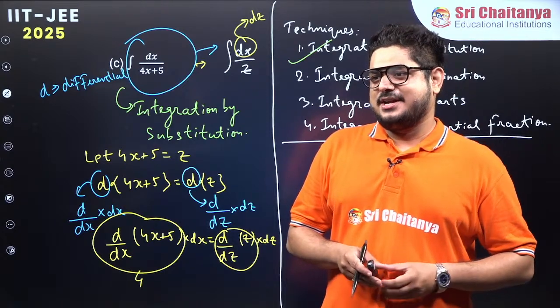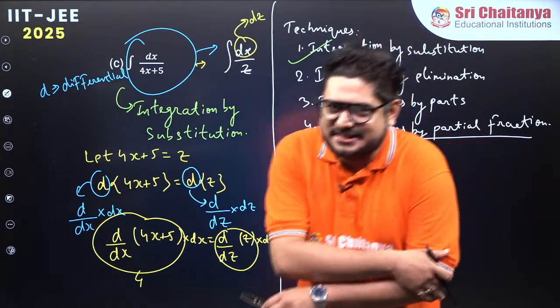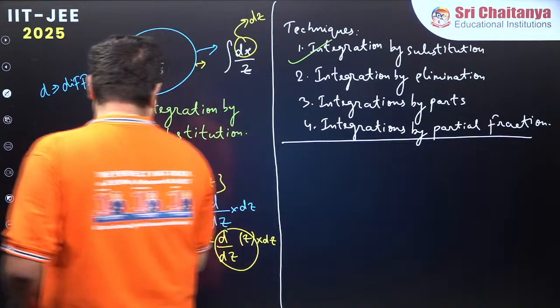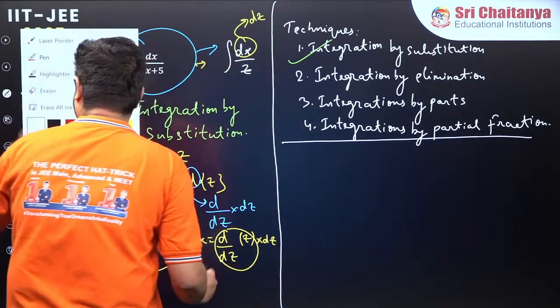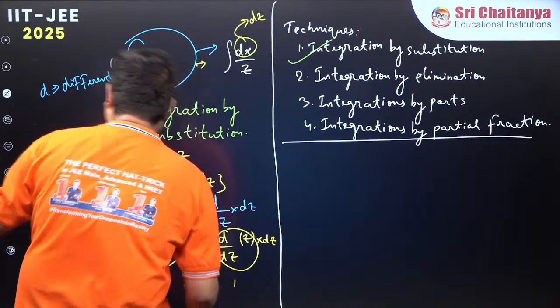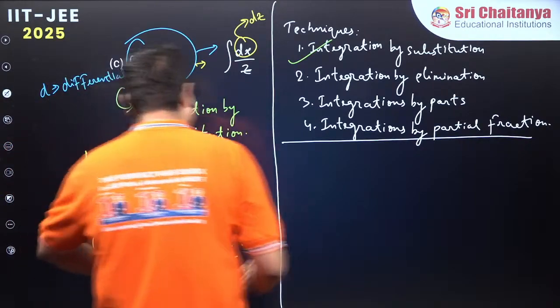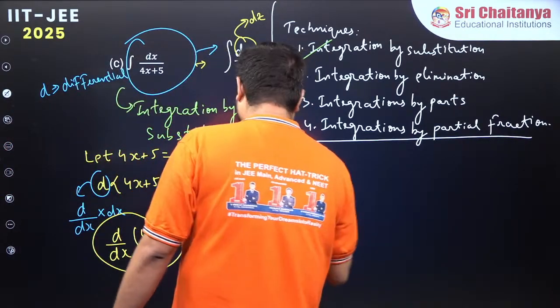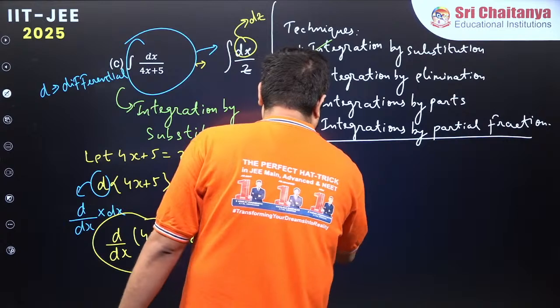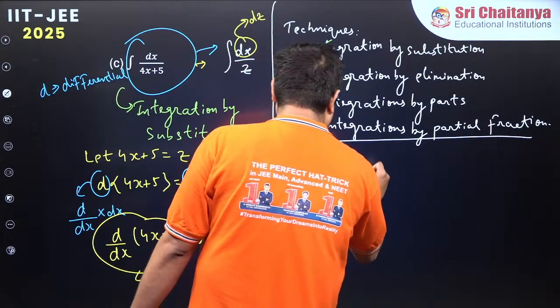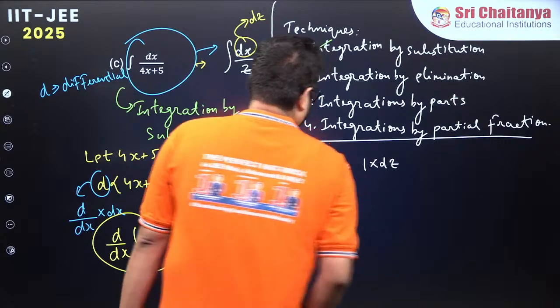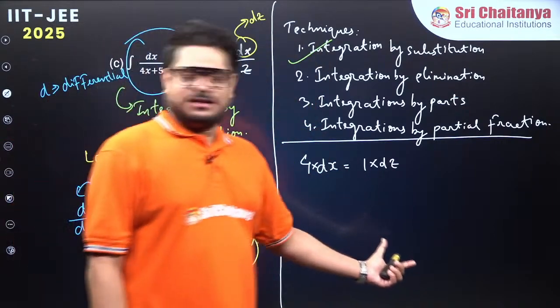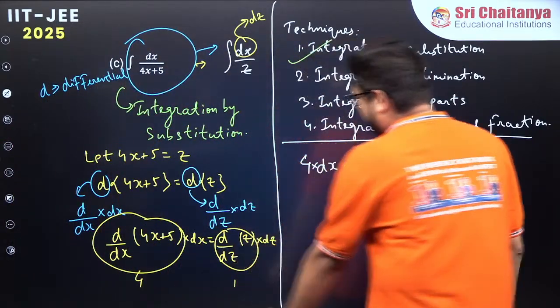Okay, great. So now what I am going to do is, we need to write it down properly. So this becomes 1. Both are 1, right? Everything is written as 1. So we have to write it as 4 and dx will be left. 4 dx is equal to 1 into dz, isn't it? Can I write it down like this? 4 dx is equal to 1 into dz.